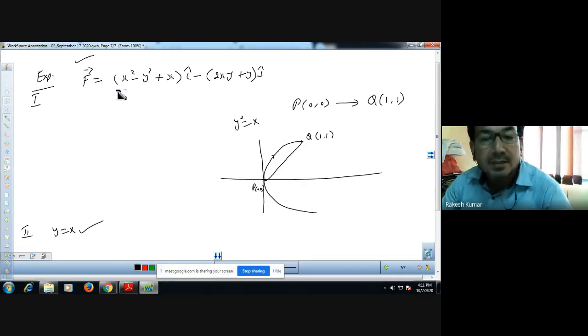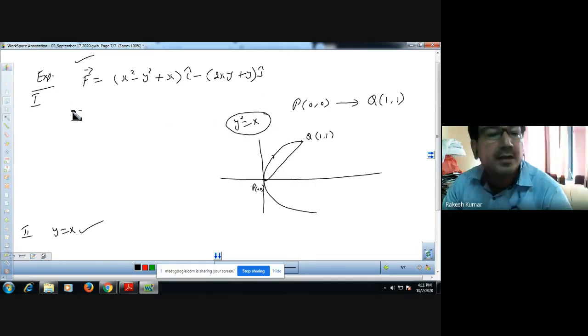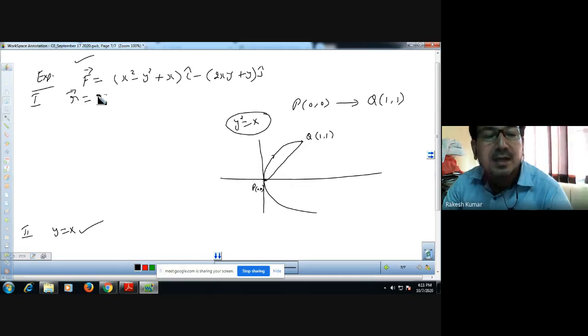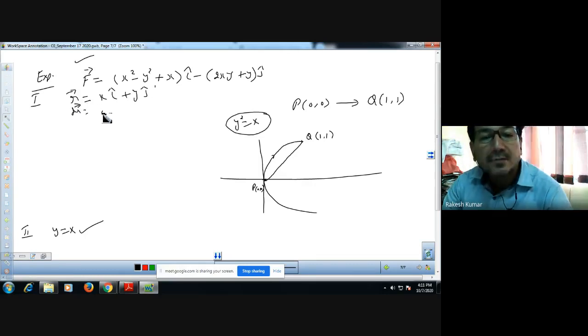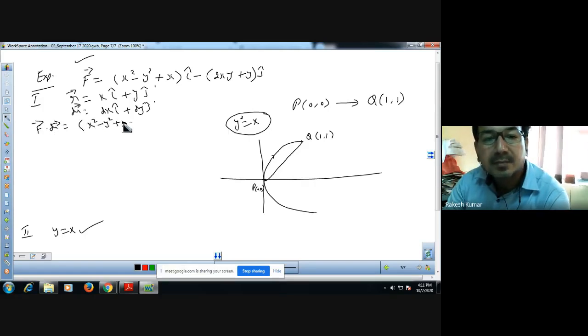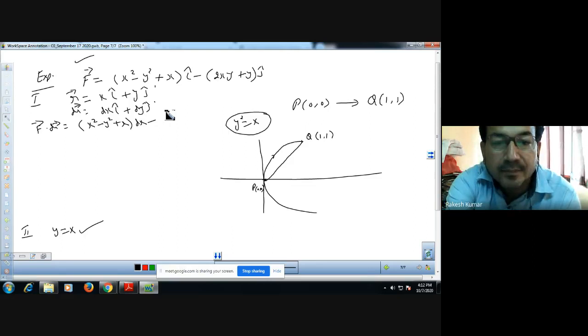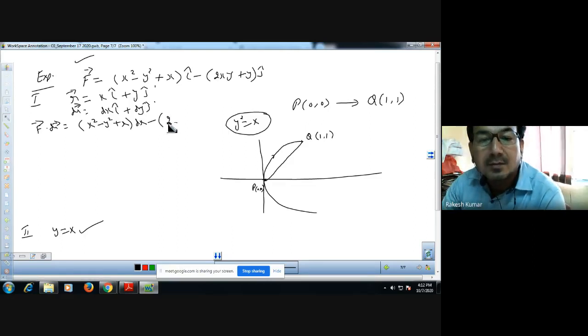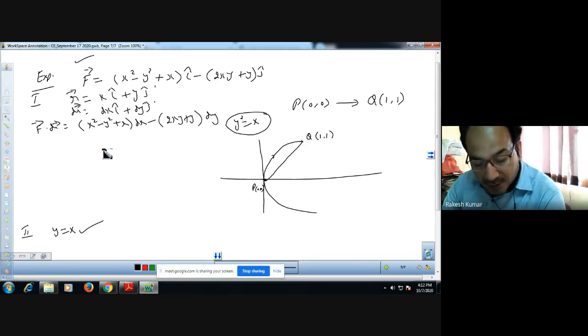Now you know that a parabola is a 2D figure, so we shall have a position vector r in the 2D plane with the vector point function r equal to x i plus y j, and you also know that dr will be dx i plus dy j. Now you can find out F dot dr, and that will be (x square minus y square plus x) into dx, and there should be a negative sign, so negative (2xy plus y) into dy. This will be your F dot dr now.